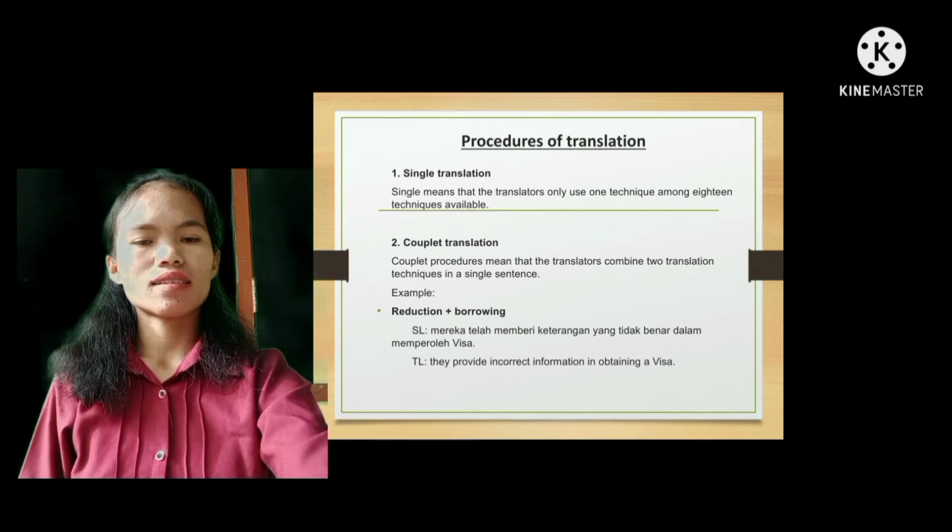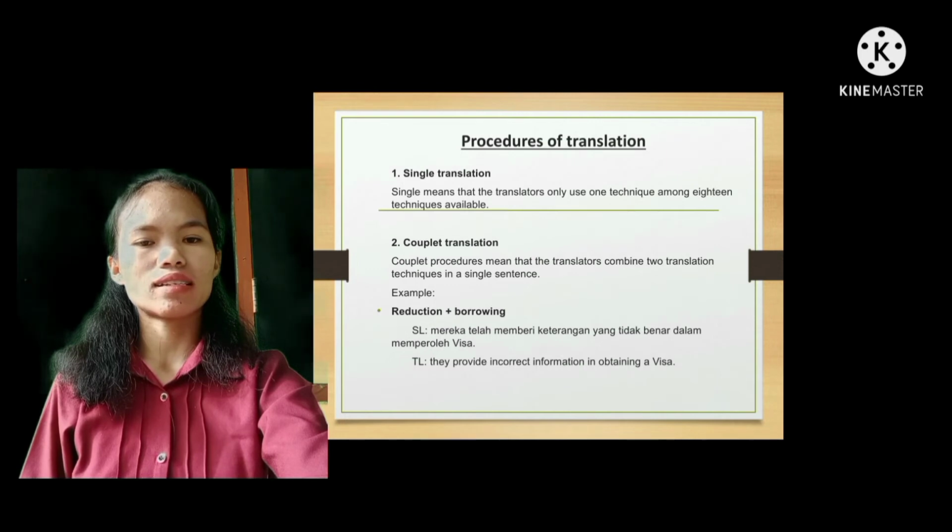And the second is couple translation. It means that while translating a text, the translator combines two translation techniques in a single sentence. For example, the combination of reduction and borrowing translation. In source language, "mereka telah memberi keterangan yang tidak benar dalam memperoleh visa." Translated into target language, they provided incorrect information in obtaining a visa.